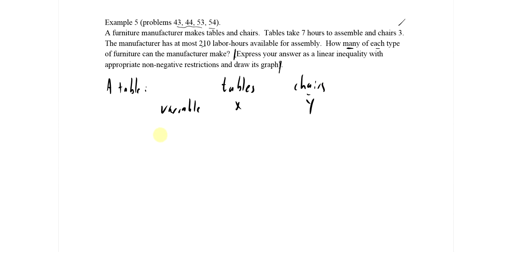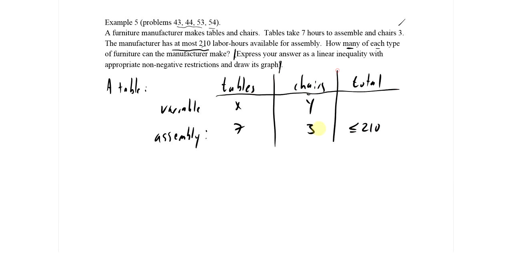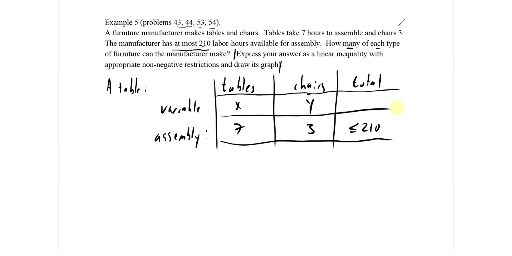What do we know about assembly? It takes 7 hours to make a table, and it takes 3 hours to assemble a chair. Oh, and we'll put a little total here. How many hours are available? At most, 210. So however many hours they use for assembly, it has to be less than or equal to 210. So there, a little table. Great.